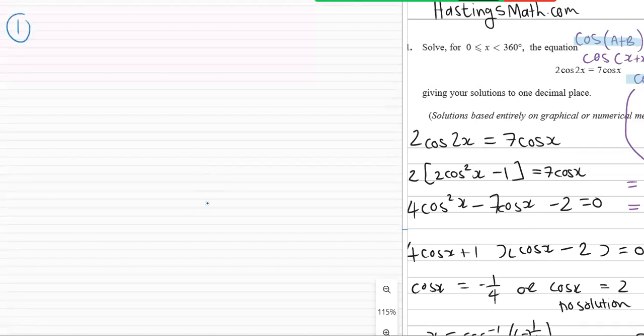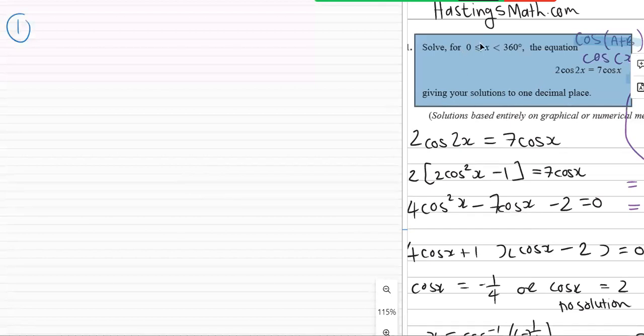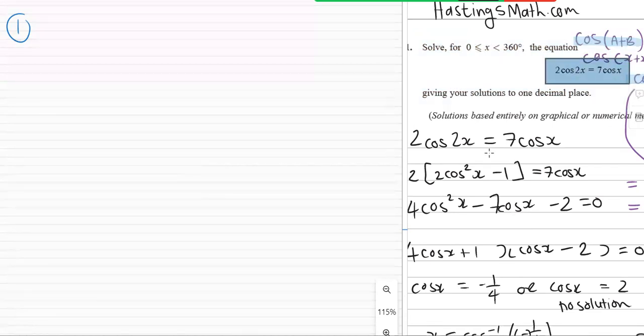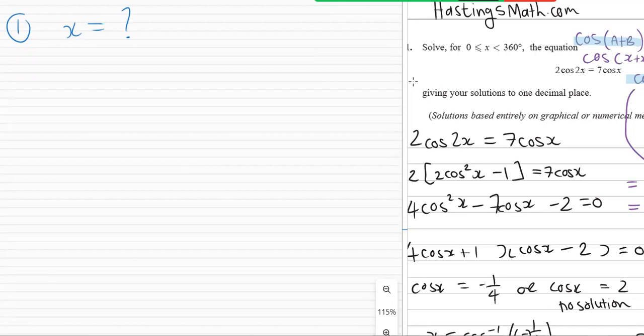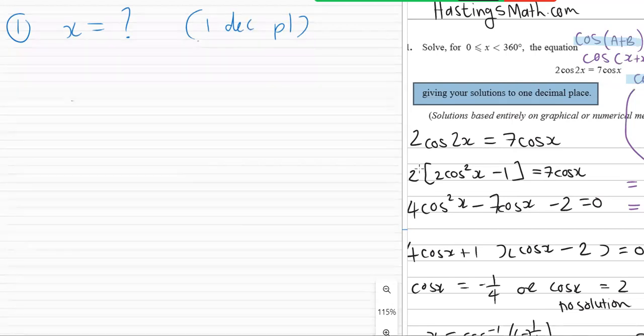So question 1 says, between the restriction of 0, including 0, and 360, I have this equation: 2 cos 2x equal to 7 cos x, and then it wants you to solve for x. So solving, x equals what? Give the answer to 1 decimal place. So first thing I do is just write down my question.